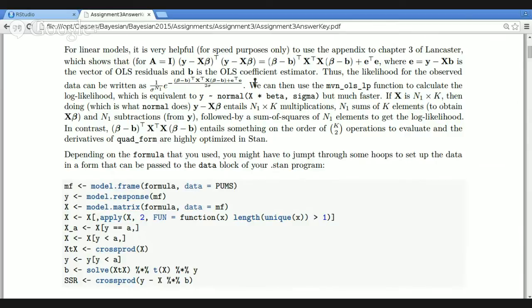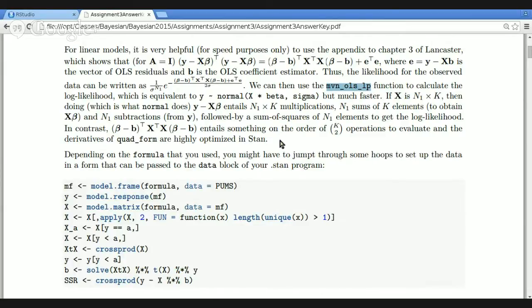And indeed, if you use that form, you could do all 50 states that there are data on all at once, and it would still only be involving a K by K matrix in the middle there. So we talked about this trick when we were first learning Stan. It has a function, OLS LP, that I wrote to enable this.